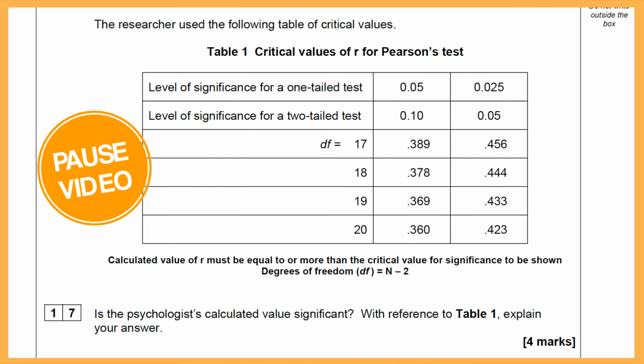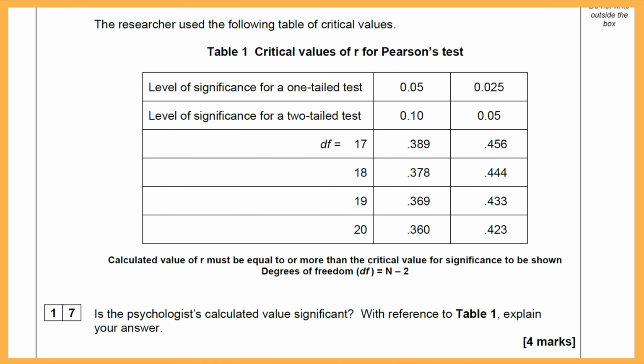Question 17 says, the researcher used the following table of critical values. Is the psychologist's calculated value significant? With reference to table 1, explain your answer, 4 marks. Carefully note that there are two parts to the question. The first part asks you whether the calculated value is significant. The second part asks you to explain your answer.